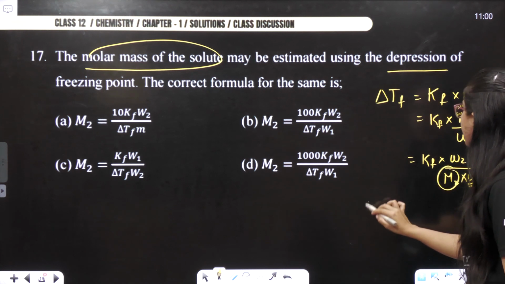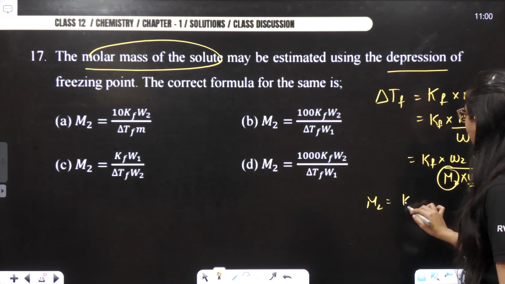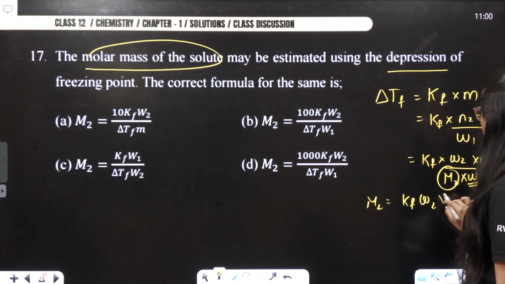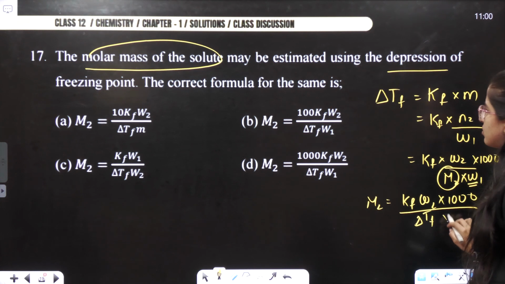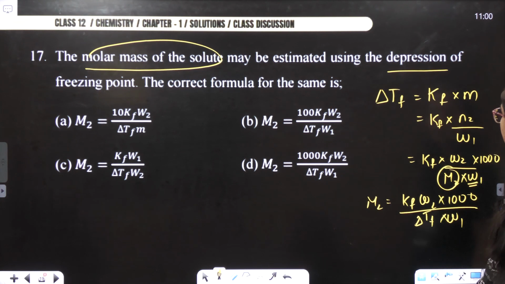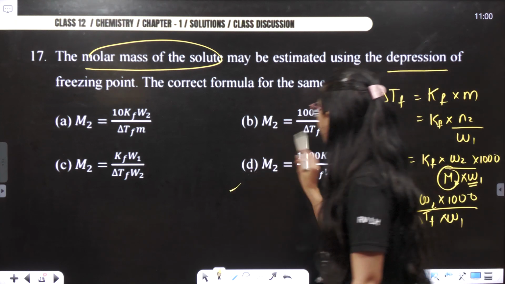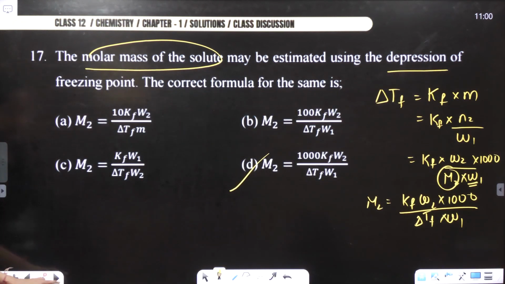So here M2 can be written as what? Kf W2 into 1000 divided by delta Tf into W1. So which option is given here? Kf W2 1000 delta Tf W1. Option number D will be your correct option clearly.